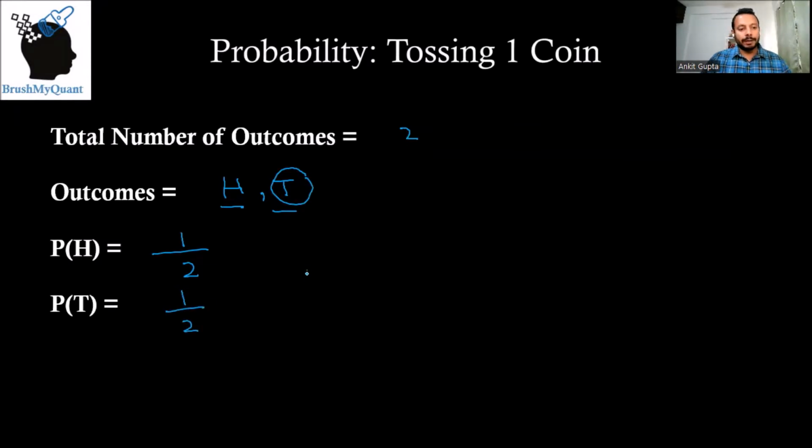You will also note that probability of head plus probability of tail is equal to 1, because total probability in all the cases will always be equal to 1.